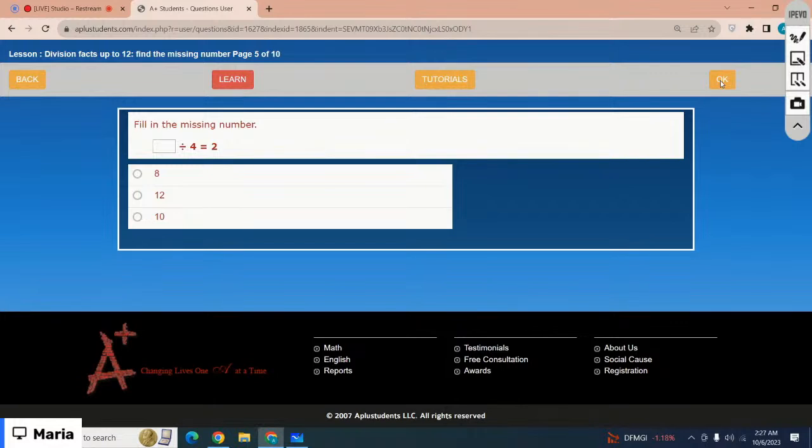Find the missing number. Which number is missing? Now the greater number is missing. How do you find the greater number? When you have to find the greater number, you need to multiply the other two numbers, right? You need to do 4 times 2. So that means 8 is missing.